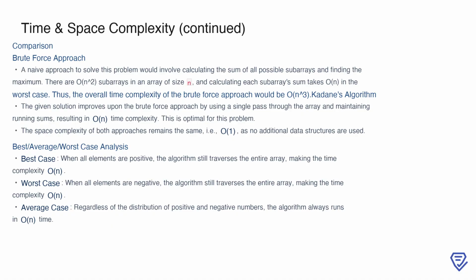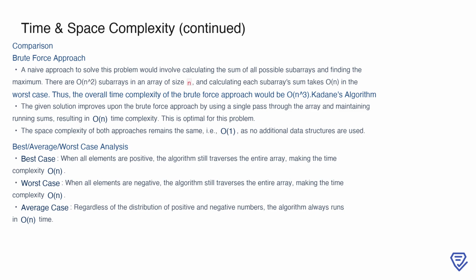Now let's compare this approach with a brute force solution. The brute force method involves generating all possible subarrays of the input array, which are O(n squared) in total for an array of size n. Calculating the sum of each subarray adds an additional O(n) complexity in the worst case. This results in an overall time complexity of O(n cubed), which is far less efficient than Kadane's algorithm. In contrast, Kadane's algorithm achieves the same result by traversing the array just once and using running sums to keep track of the maximum subarray sum. This reduces the time complexity to O(n), making it an optimal linear time solution.